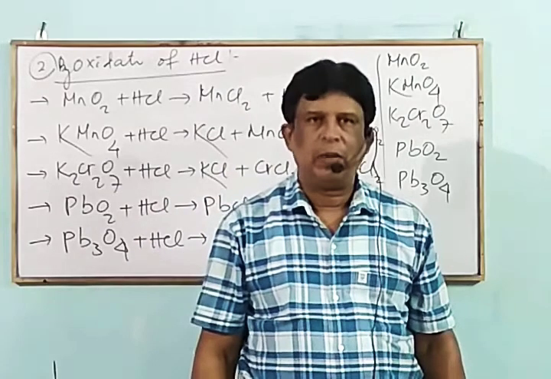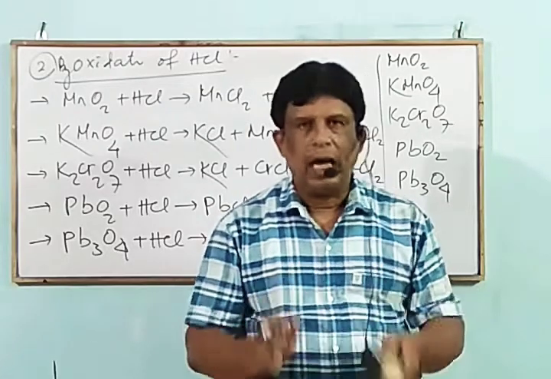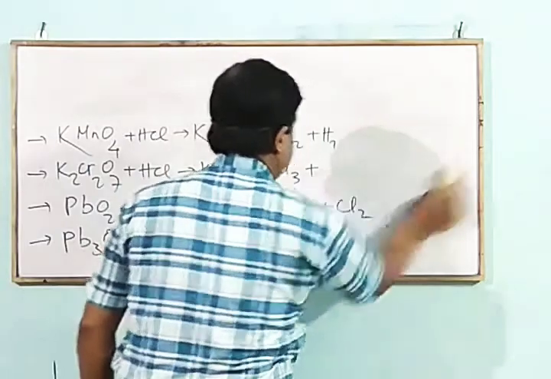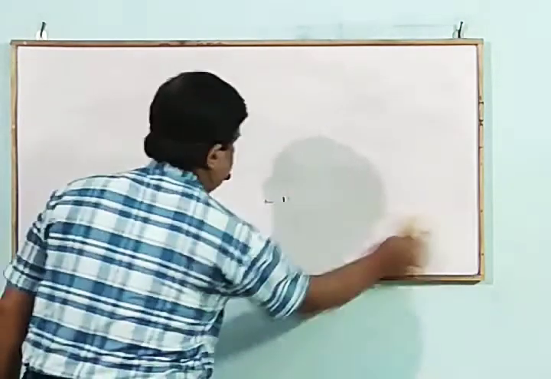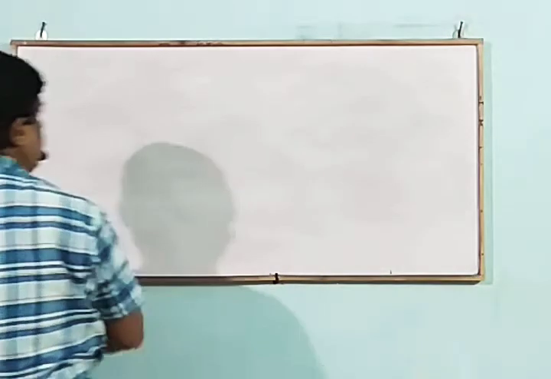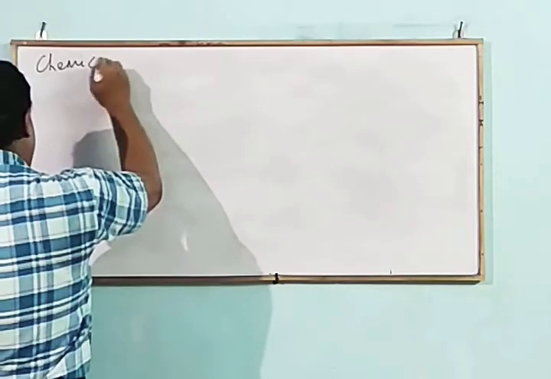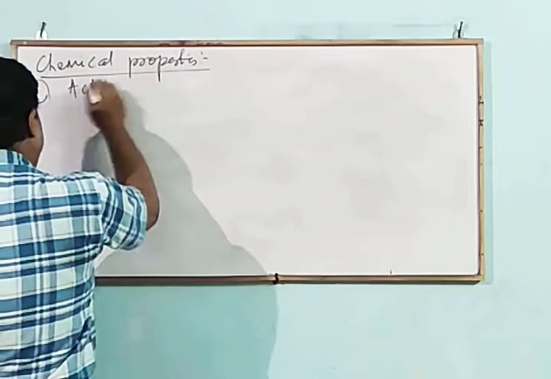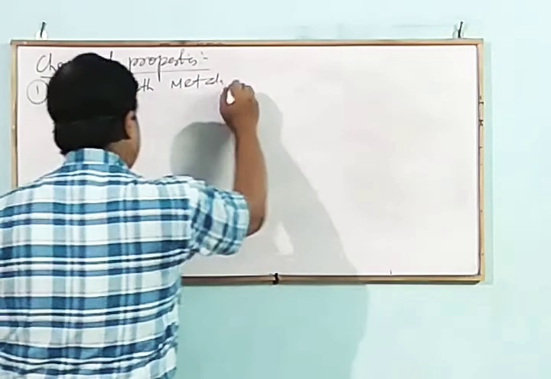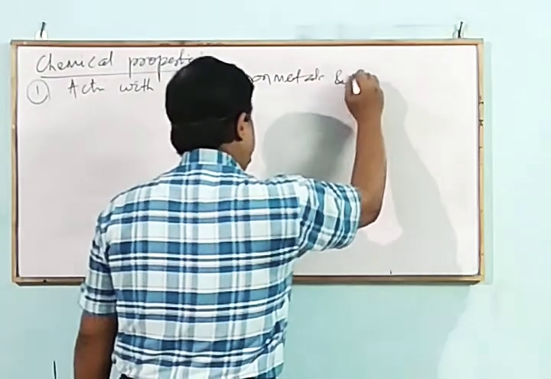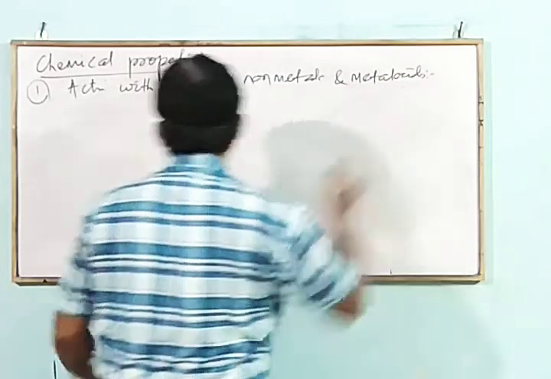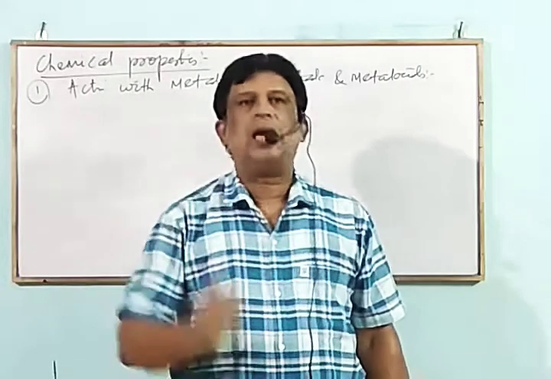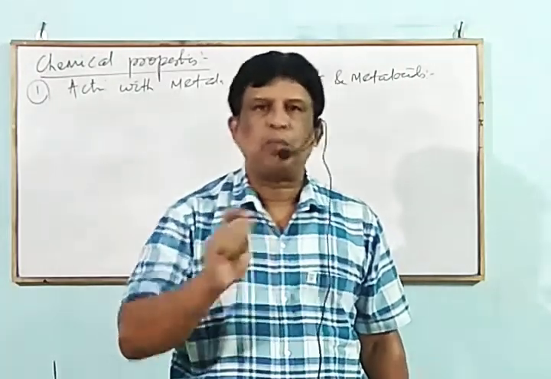Next we switch over to the chemical properties. Under this heading, the first one is action with metals, non-metals and metalloids. That means chlorine reacts with metal, non-metal and metalloid, resulting in the formation of the corresponding chloride.